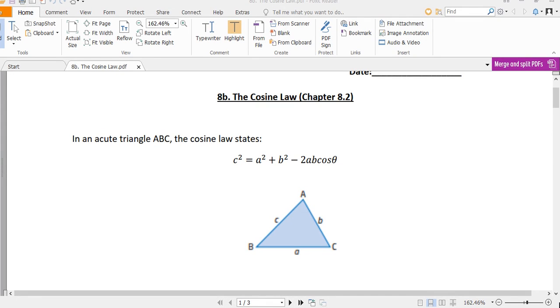Alright, we're almost there. The Cosine Law, Chapter 8.2. So the only other scenario is this.